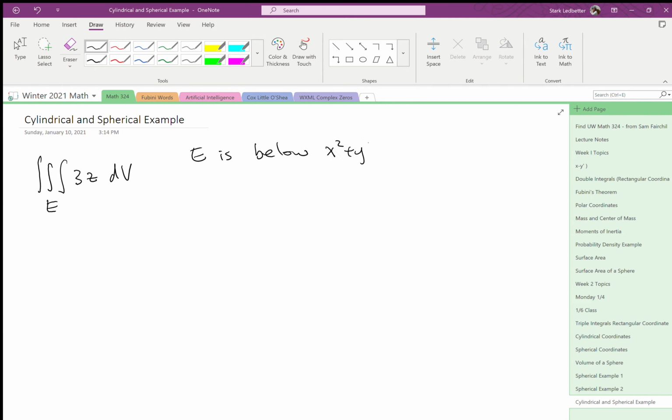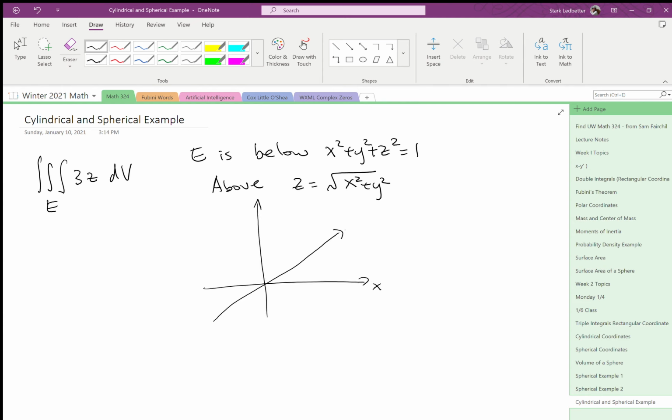x squared plus y squared plus z squared equals 1. And above z equals the root of x squared plus y squared. Okay, what does that look like? We should get to recognize this really well. I don't think Math 126 necessarily forces you to recognize that, but we should think of this as z equals r in polar or cylindrical.